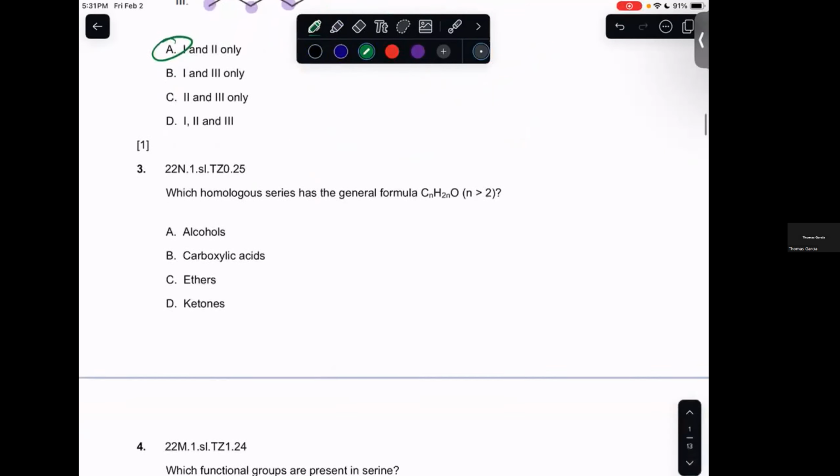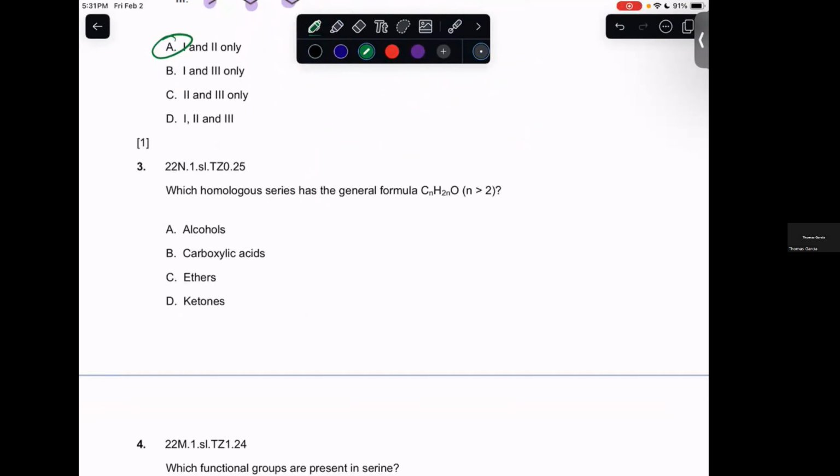1 and 2 only. Which homologous series has the general formula CnH2nO, where n is greater than 2? So we'll notice that we have an oxygen here, but we don't have the 2n plus 2. No, it's just 2n. That means that somewhere in this area, we actually have a double bond. So I'm going to be looking for things that have double bonds. Alcohols can, but not generally. Carboxylic acids also, we do have this double bond. We get COOH, but oh, that is two oxygens. We only want one oxygen. Can't be carboxylic acids.